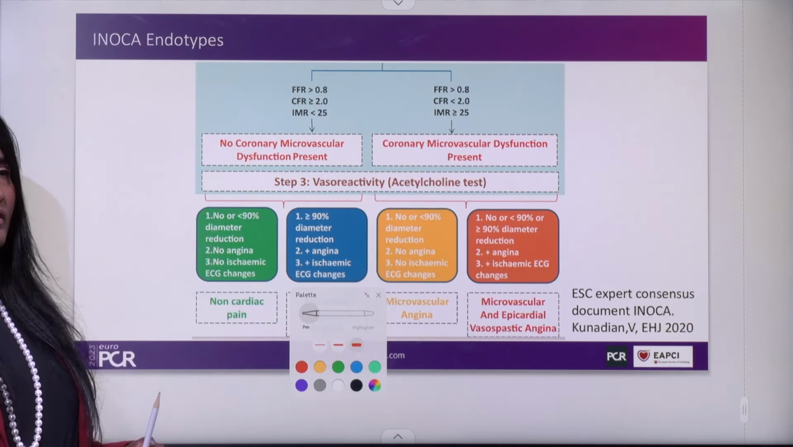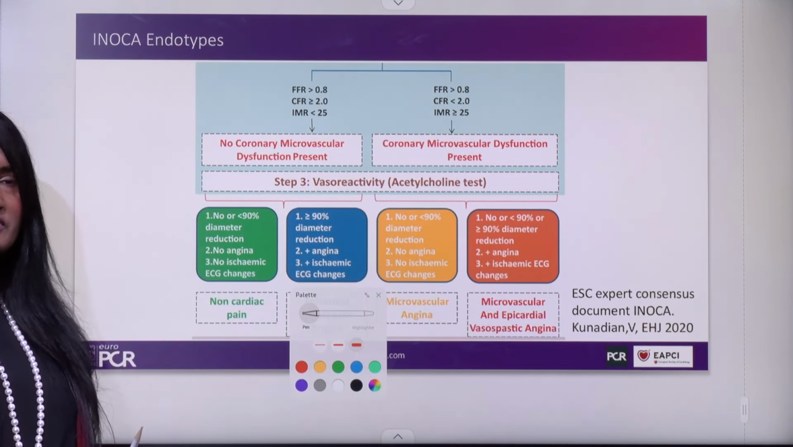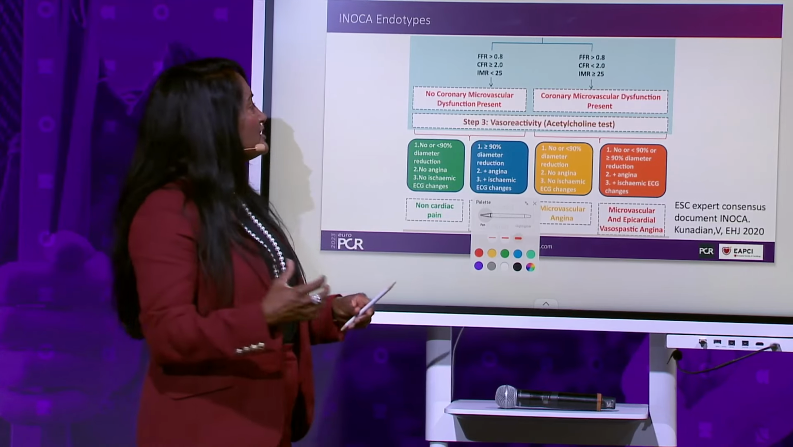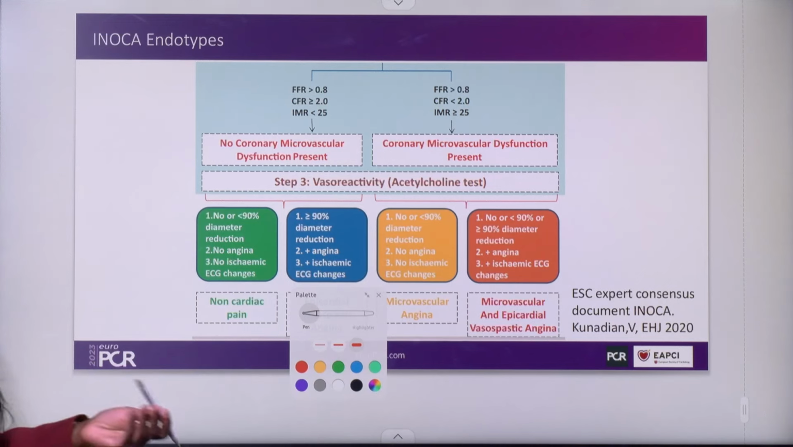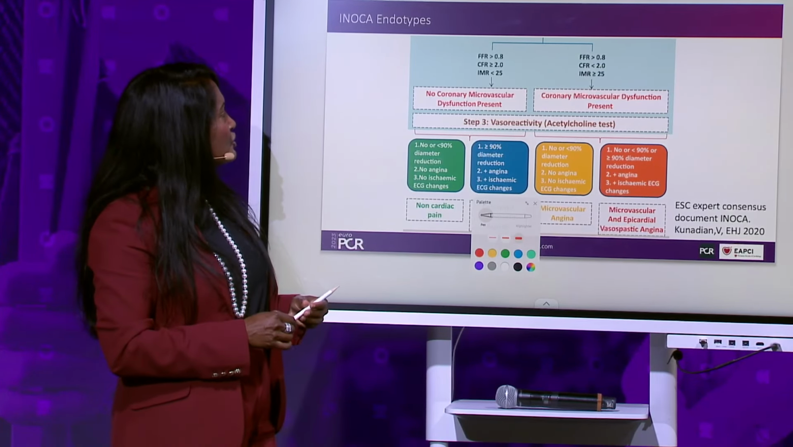And if the FFR is greater than 0.8, and we discussed the Coroventis system, there are certain systems that allow you to measure your microvascular function straight away. The most common one is the CFR, and that, of course, requires adenosine. That was the algorithm that Peter showed nicely.